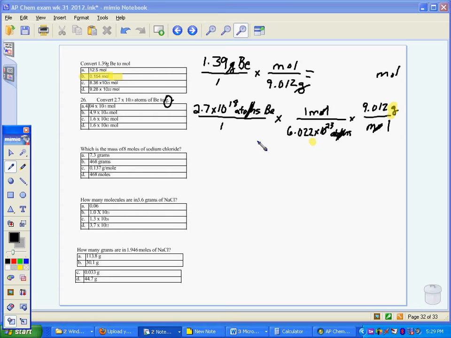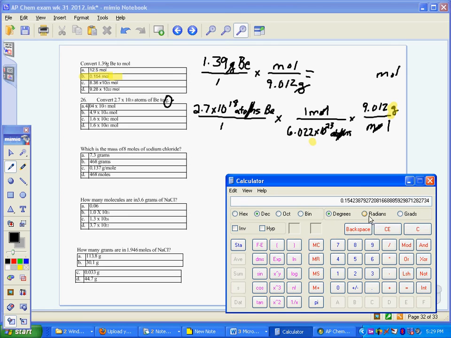Alright, actually this has the wrong unit written in the problem. It should be grams, I think, or maybe not. Let's see. So when I do something like this, I'm just going to say, look at this EXP button here. Make sure you're pushing that.